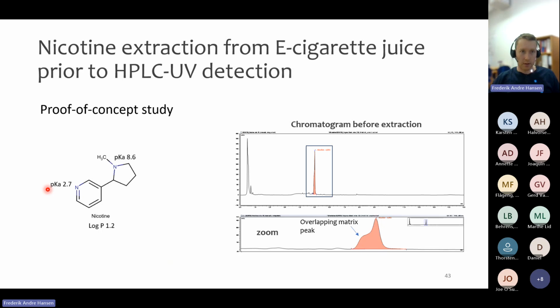The first one is a proof of concept study where we extracted nicotine from e-cigarette juice. The purpose here was that these e-cigarette juices are regulated in the sense that they are not allowed to contain nicotine. But when people analyze them, they find that many still contain it. So of course, it needs to be monitored. In this case, we did a proof of concept study for some who were interested in measuring nicotine with LC-UV. They struggle with an overlapping matrix compound, which you can see here overlapped nicotine.